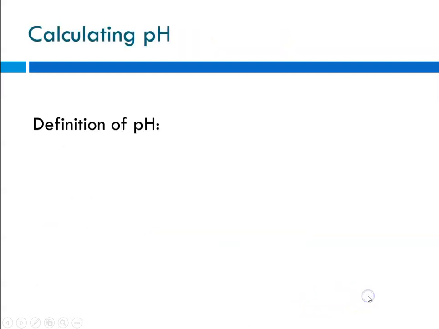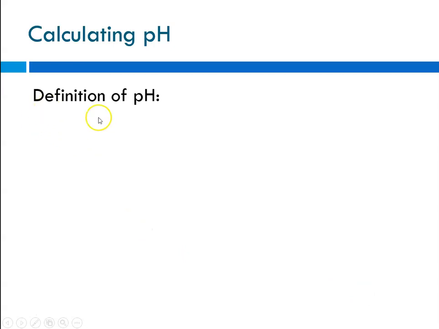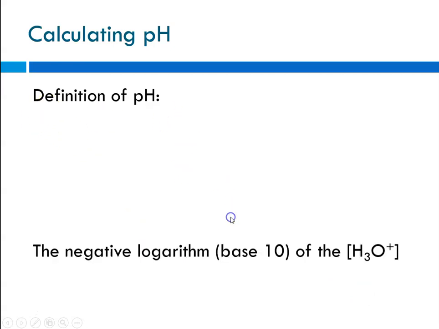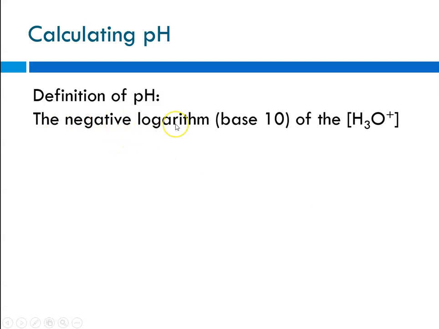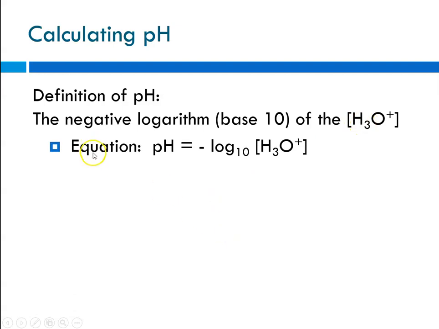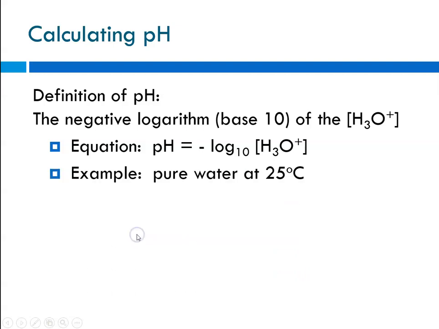So calculating pH. So first let's define it. The definition of pH is the negative logarithm, so log base 10, of the concentration of the hydronium ion. So in equation form, pH is equal to minus the log base 10 of the hydronium ion concentration. And whenever you see these little rectangular brackets, that means molarity.